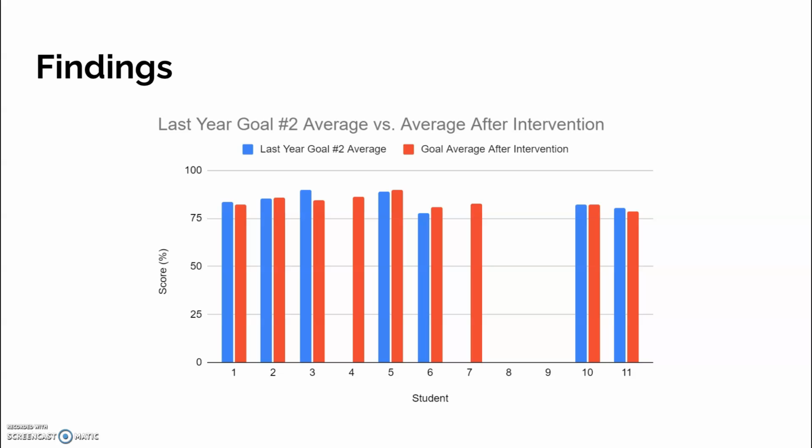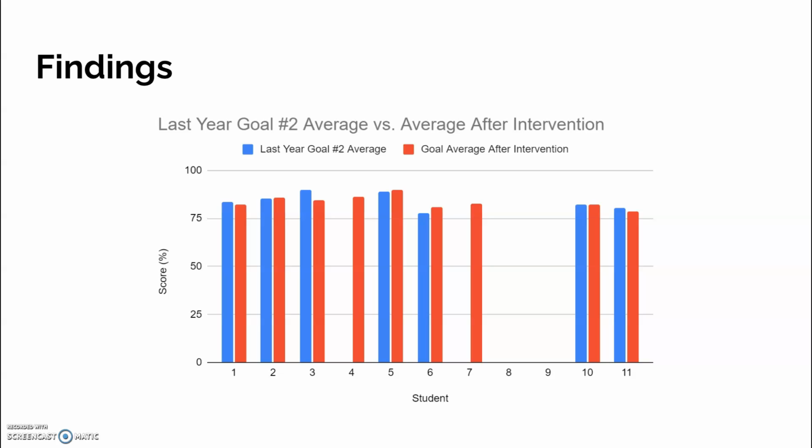Goal number 2, kind of the same thing. No huge jumps. Some of them, last year was better. As you can see, student 7, again, IEP date was after March, so I didn't have any data to compare it to from last year. Student 8 and 9, they don't have a second IEP goal. They only have one for me, so that's why it's blank there.